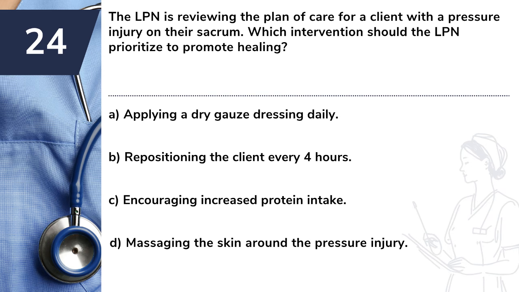Question 24. The LPN is reviewing the plan of care for a client with a pressure injury on their sacrum. Which intervention should the LPN prioritize to promote healing? A. Applying a dry gauze dressing daily. B. Repositioning the client every 4 hours. C. Encouraging increased protein intake. D. Massaging the skin around the pressure injury.